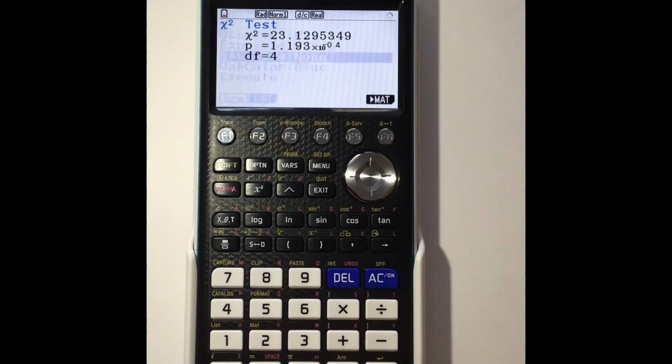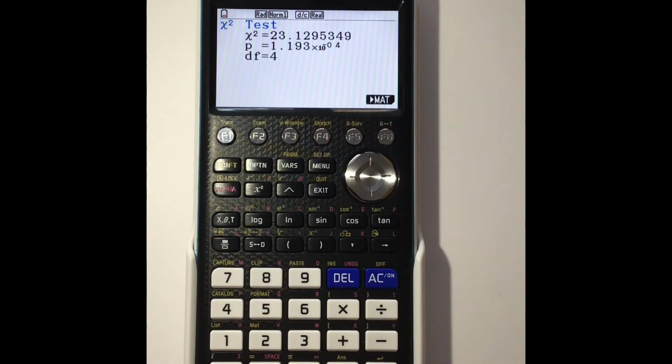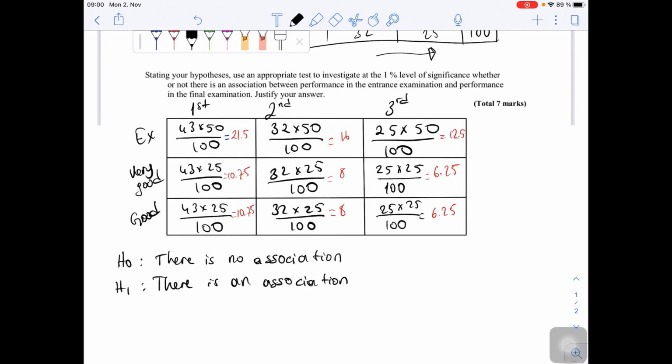So calculate it and look at the p-value. This is very, very low. What is our p-value? We found it: 1.19 times 10 to the minus 4. That means it is very, very much less than alpha.